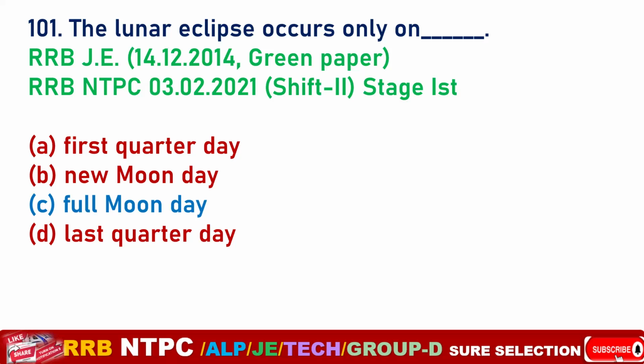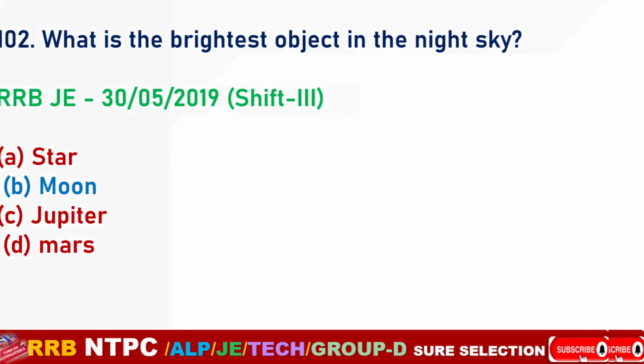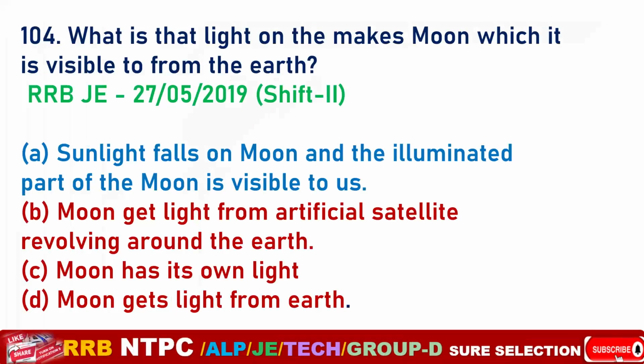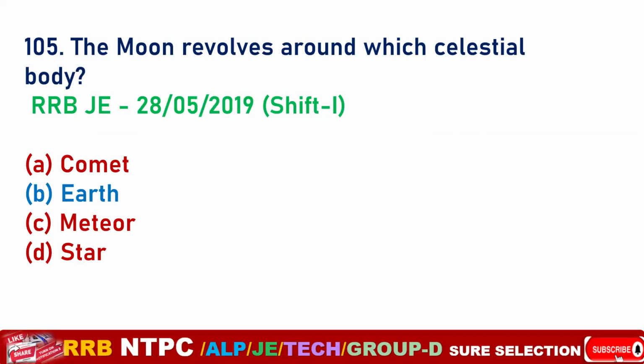The lunar eclipse occurs only on the full moon day. What is the brightest object in the night sky? Moon. How many times does a half moon appear in a month? Twice. What is the light that makes the moon visible from the earth? Sunlight falls on the moon and the illuminated part of the moon is visible to us. The moon revolves around which celestial body? The moon revolves around the earth.